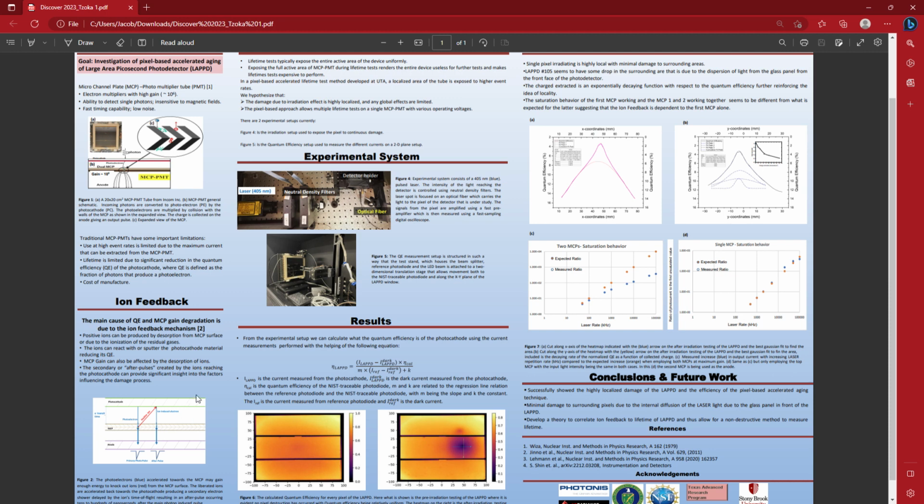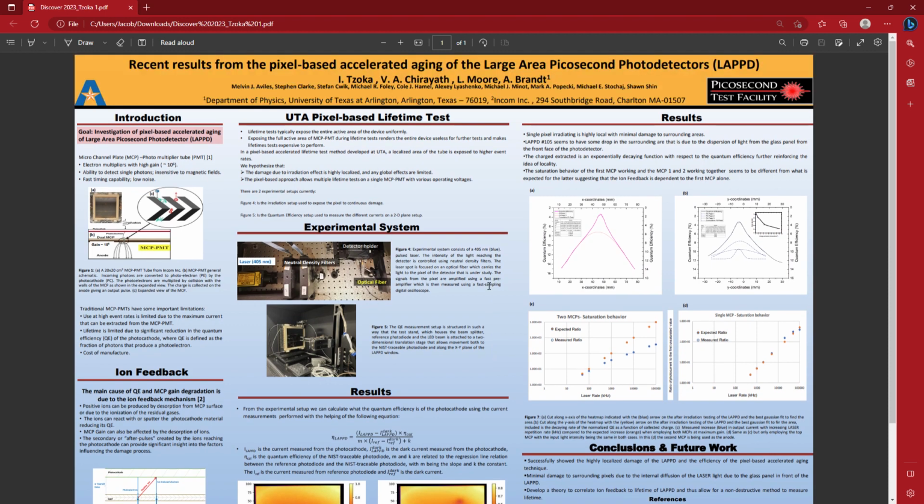The lifetime testing, as we know it today, exposes the entire active area of the detector uniformly. Exposing the entire active area of the MCP-PMT during the lifetime test renders the entire device useless for future testing. What we propose is a pixel-based accelerated lifetime test method where a localized area of the tube is exposed to higher event rates. With this, we hypothesize that the damage due to the radiation effect is highly localized and global effects are limited, and we also showed that the accelerated method is viable as the ion feedback is dependent only on the first MCP.